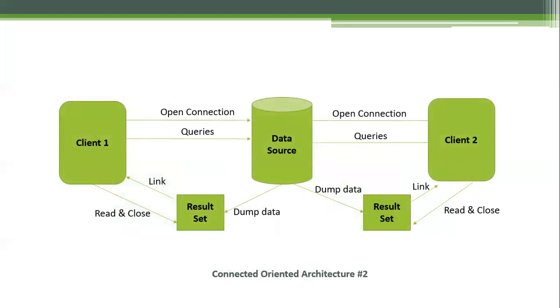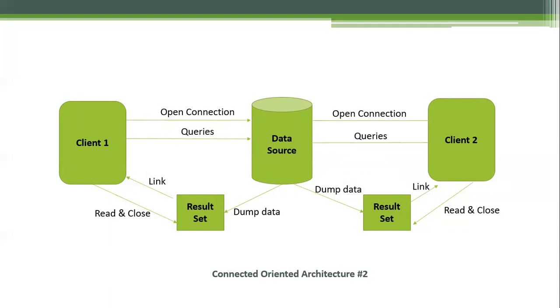And we have another method. First, the client will establish the connection and the required queries will be supplied, so that the server will process the data and the result will be dumped into a memory location in the server called the result set. From the result set, a link will be established with the client. The client will start reading from the result set, and once it has read the data, the connection will be closed. Okay, this is about connection oriented architecture.